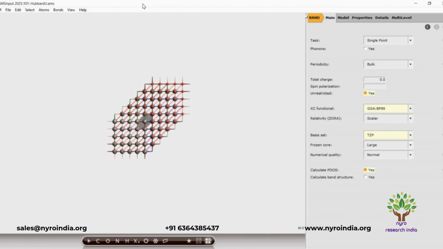And in this specific session, I'm going to brief you about density functional theory plus Hubbard U using AMS BAND. Before that, I would like to brief you quickly about density functional theory, which is a widely used quantum mechanical method for calculating the electronic structure of atoms, molecules, and condensed matter. While DFT often provides a good description of many ground state properties, it can struggle with strongly correlated systems, particularly those containing transition metal or rare earth elements with localized d or f electrons.